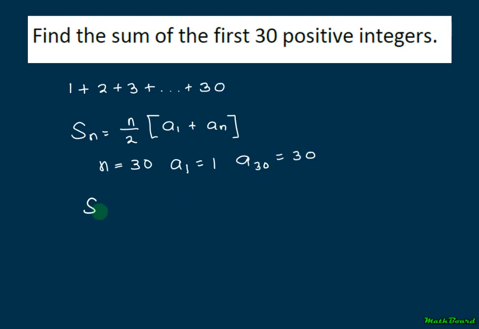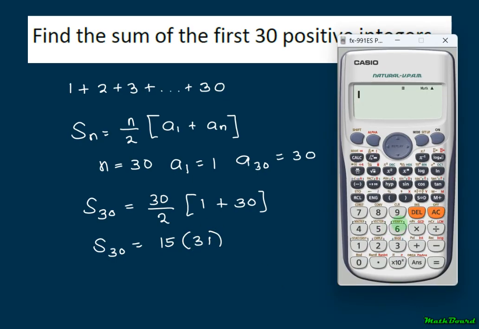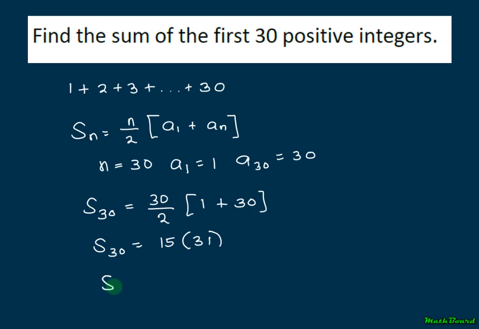So therefore, s sub 30 is equal to 30 divided by 2 times a sub 1 plus a sub n, which is 30. Then s sub 30 is equal to 15 times 31, and 15 times 31 equals 465.